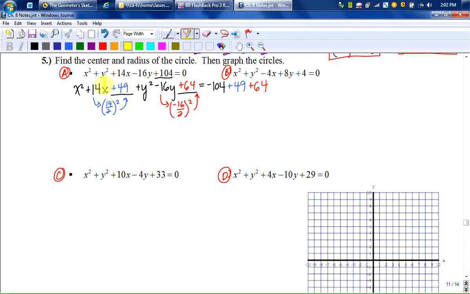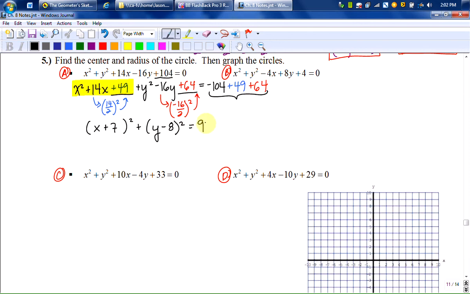Now, I'm going to factor this. It's really easy to factor because it has to be the product of 2 binomials that are identical. It's (x + 7) squared. Plus, same thing for the y's, but in order to add to -16, it has to be (y - 8) squared equals, and on the other side I'm going to add all of this up.